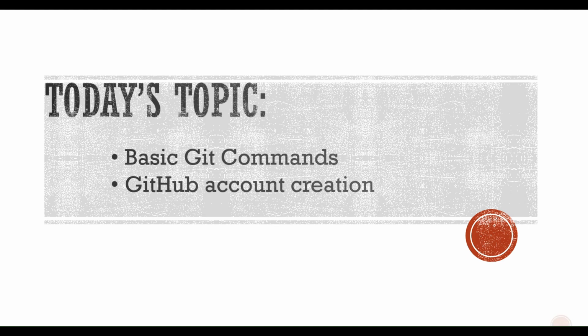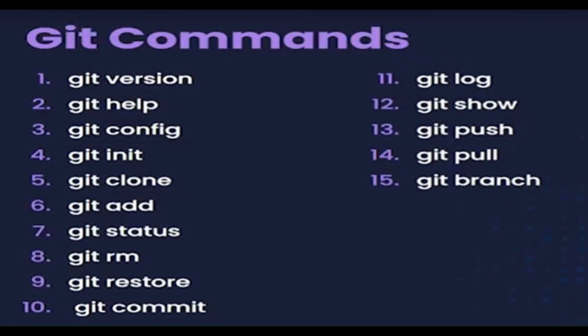Let's get started. So in today's video, firstly we are going to have a quick look through these Git commands. One of the most important is git version, then git help, git config, git init, clone, add, status, rm, restore, commit, log, show, push, pull, and branch. We'll have a clear view of each and every function and have a clearer concept in the upcoming videos. So in today's video, we'll have a look through the basic commands of Git. Let's dive into the world of Git and explore how each of these commands work.